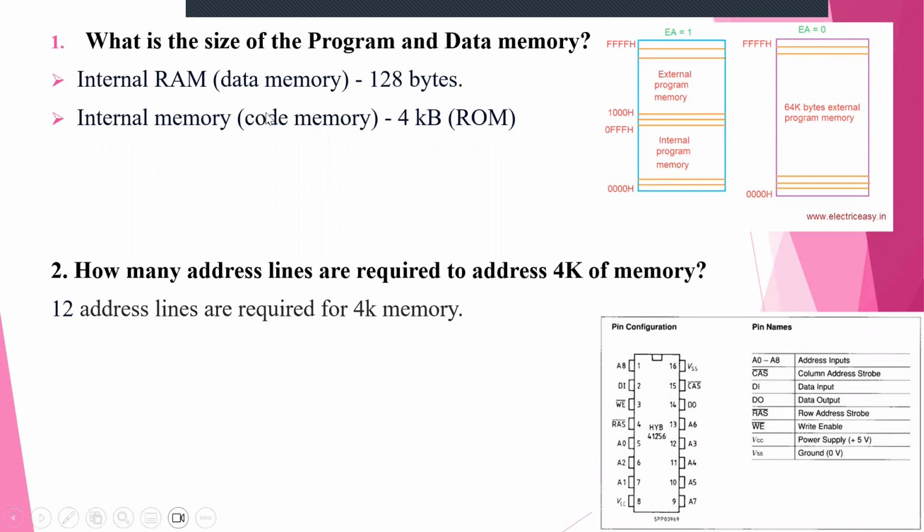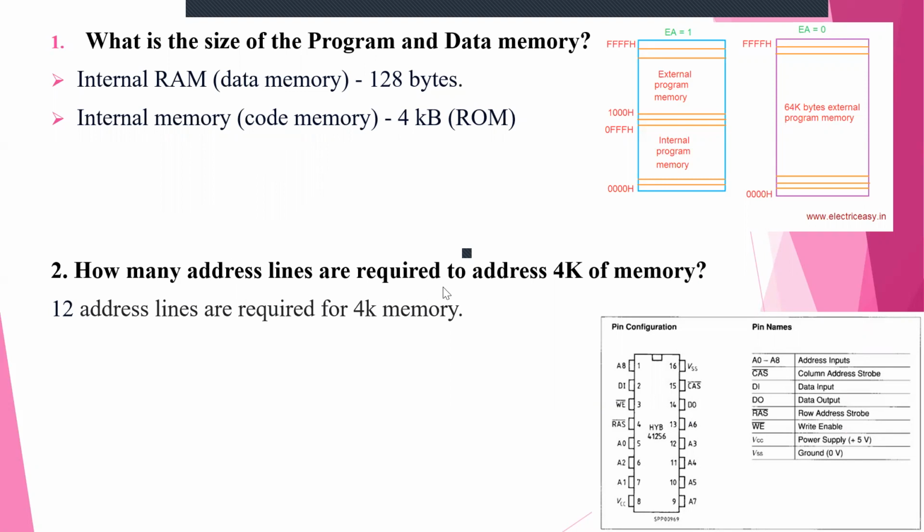Your internal RAM, that is your data memory, where the data is stored in a kind of register, will have a 128 byte size. And program memory, which is otherwise called code memory, internal memory, is 4 KB. So data memory is RAM and program memory is ROM.